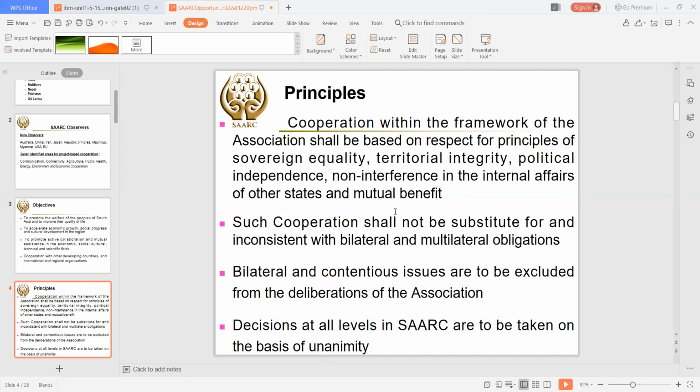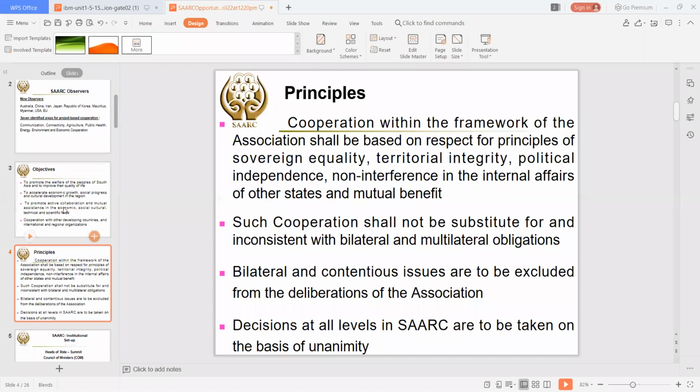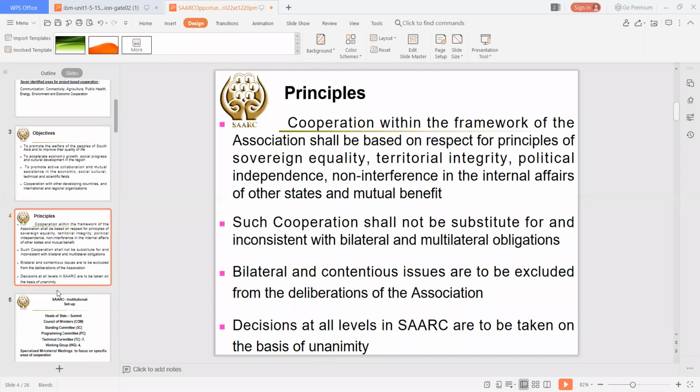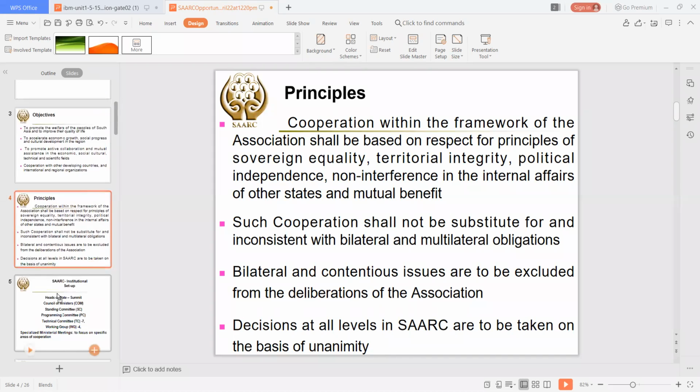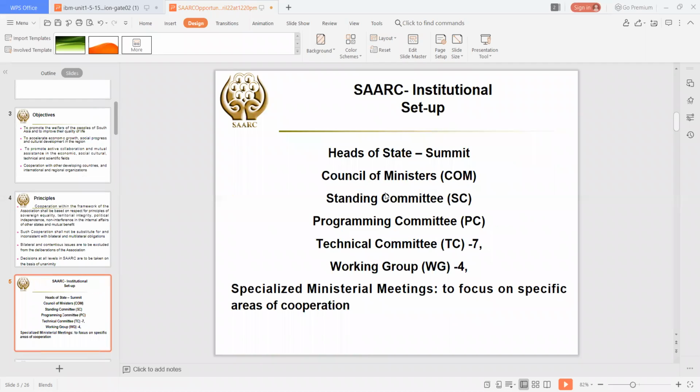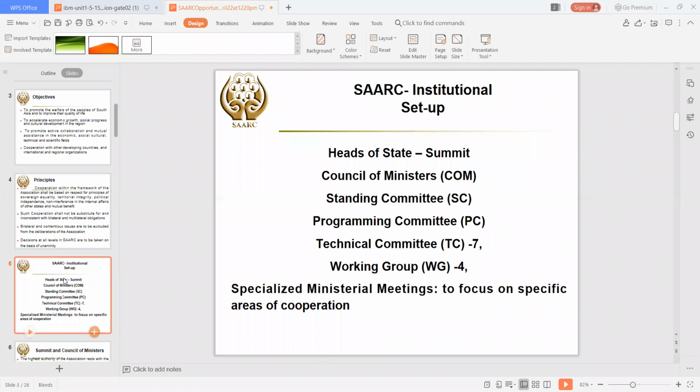Bilateral and contingent issues are to be excluded from the deliberation of the association. Decisions at all levels in SARC are to be taken on the basis of unanimity. SARC institutional setup: head of state summit, council of ministers, standing committee, programming committee, technical committee, working group. Specialized ministerial meetings to focus on specific areas of cooperation.